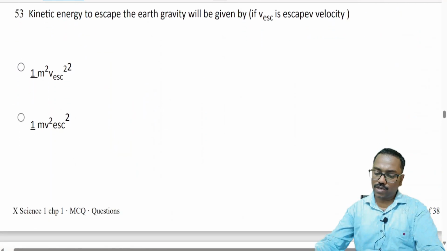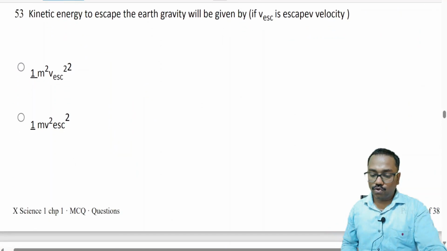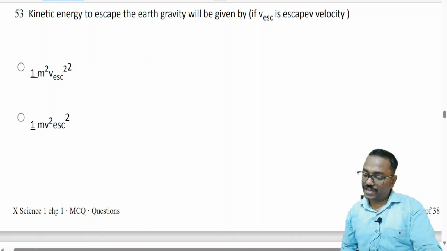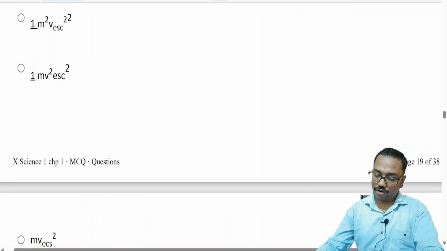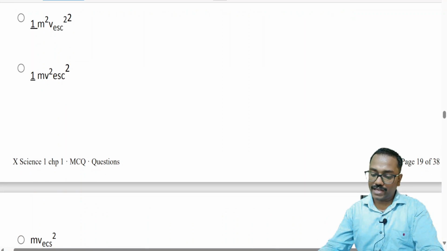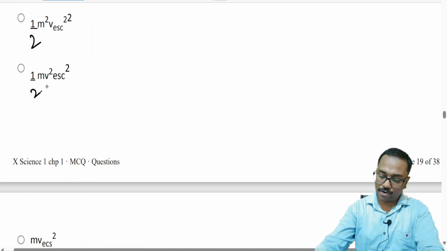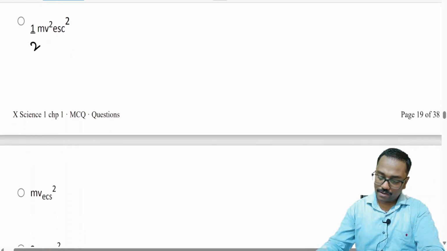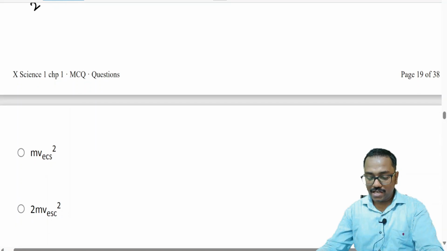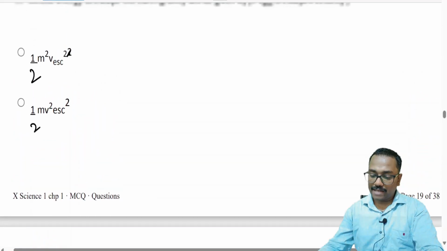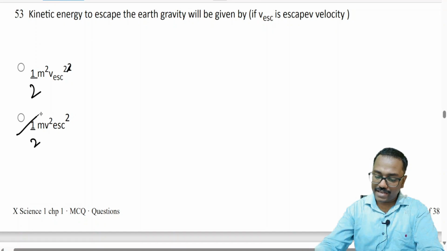Next, 53rd question. The kinetic energy to escape the earth's gravity will be given by which expression? V escape is the escape velocity. So its formula is m V escape square upon 2, that is, mv square upon 2. So its answer is half mv square.